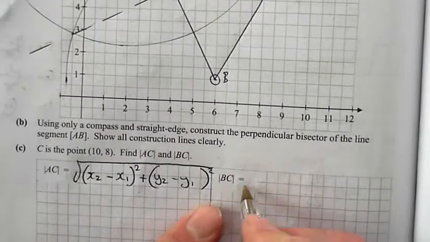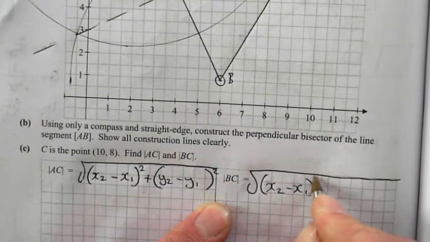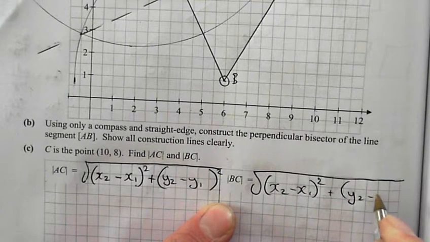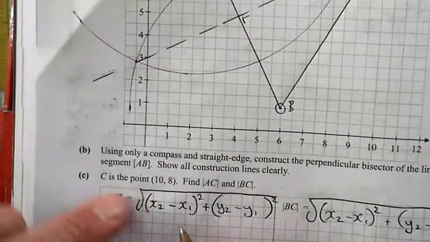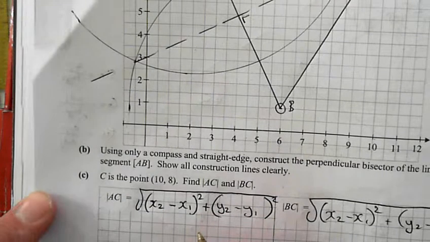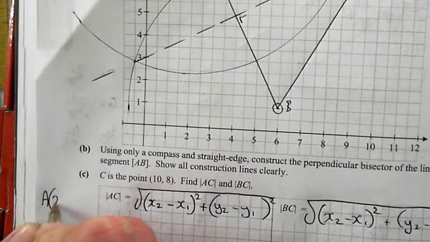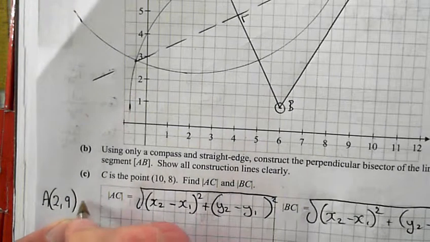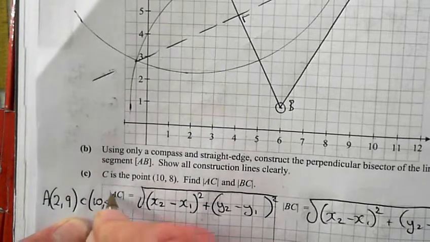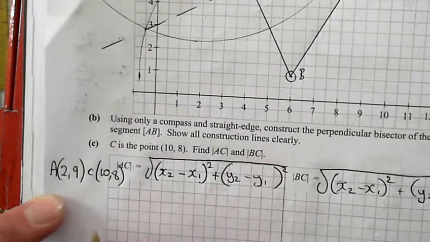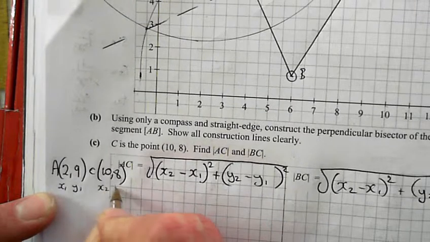Alright, and we'll be finding the length of BC, so I'll write the formula over here as well. So same again, x2 minus x1 squared plus y2 minus y1 squared. Alright, A and C. So we'll write down the points. A is 2, 9, and C is the point 10, 8. And we mark the first point x1, y1, second point x2, y2.